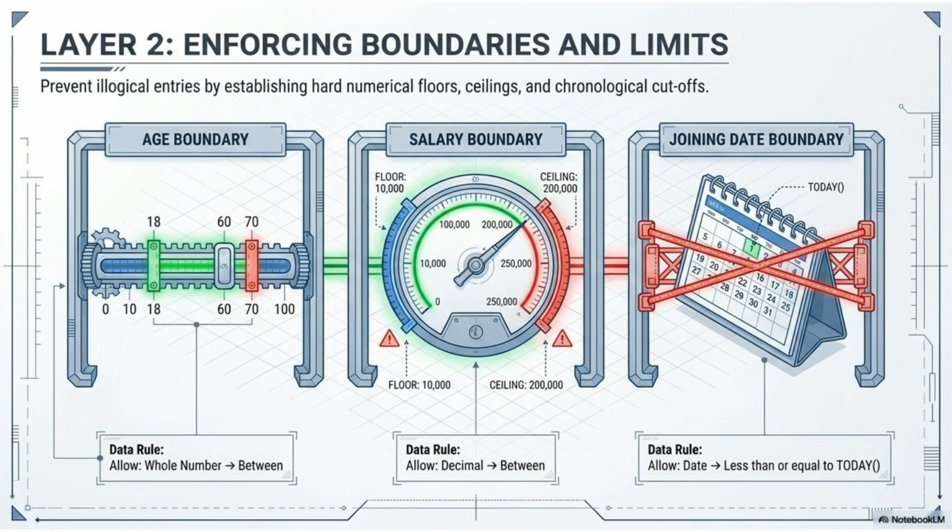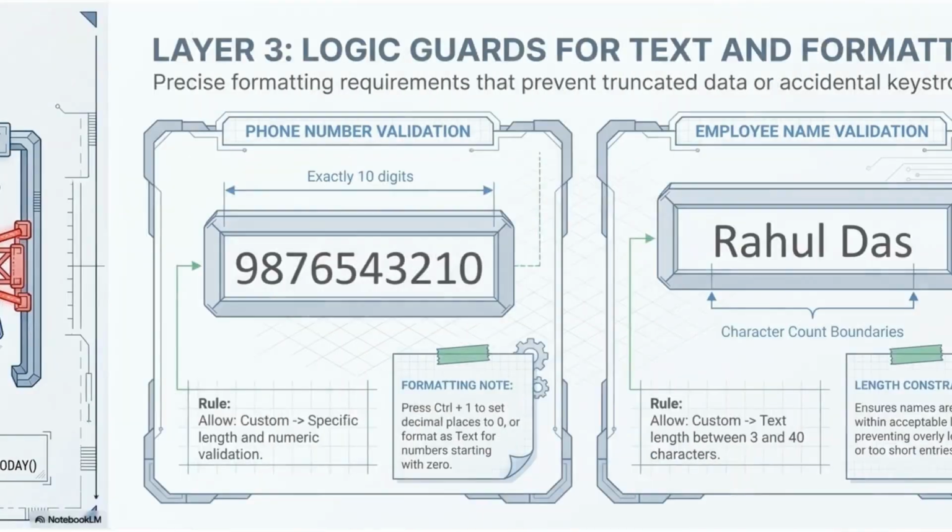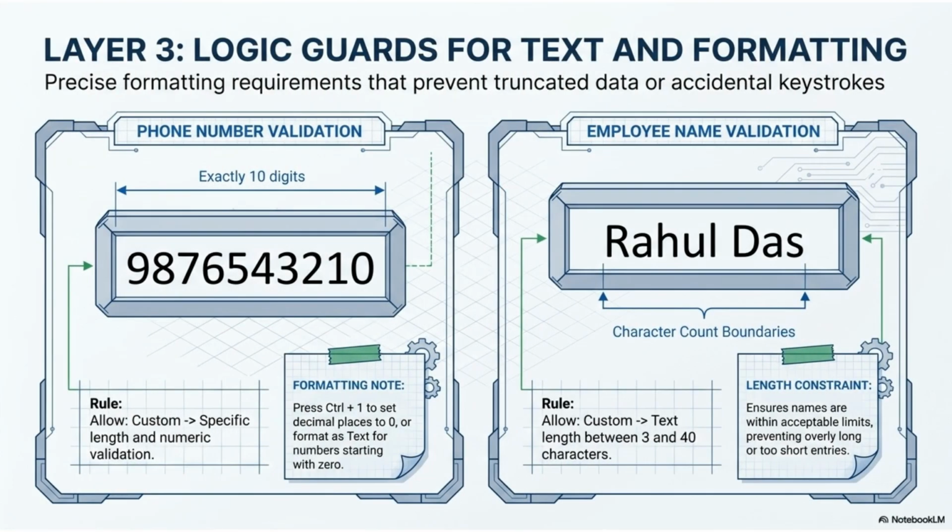Layer 2: set limits for numbers and dates. This prevents users from entering invalid values in the registration form. Layer 3: use custom rules to allow only valid data, such as a 10-digit phone number or a name with a specific number of characters.